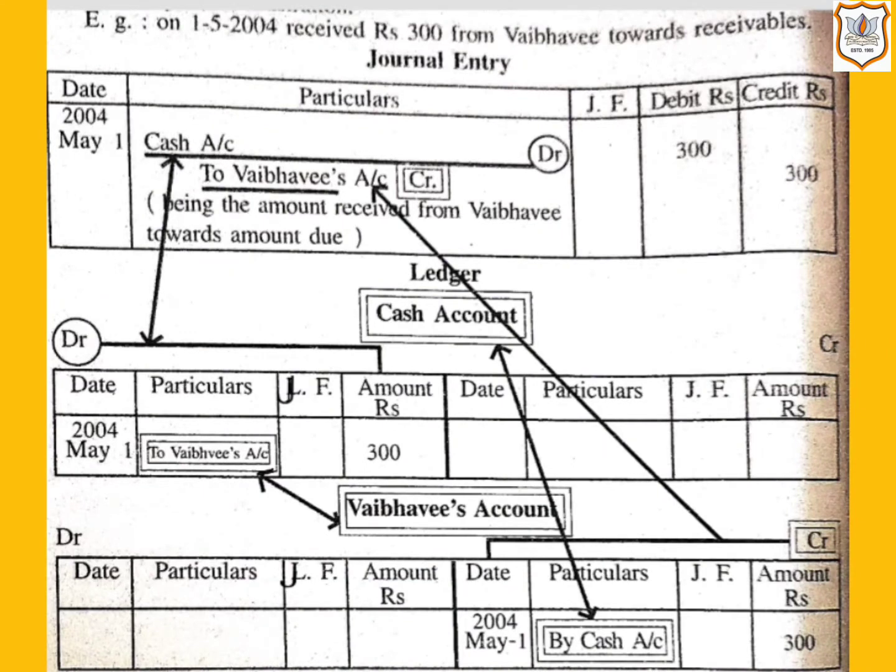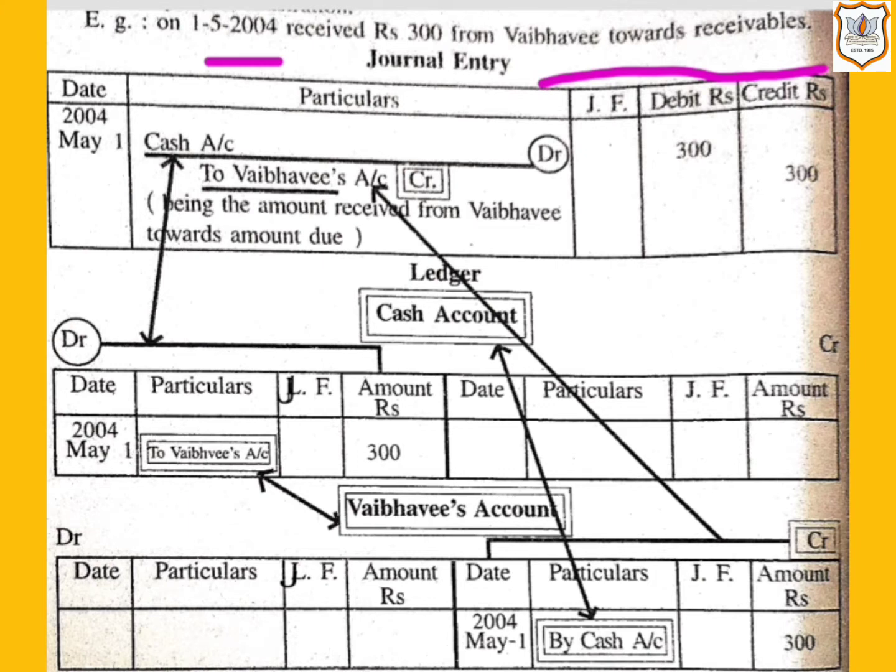Today we are going to learn the process of posting in affected accounts from journal entries. Yesterday, we discussed the meaning of ledger posting and we also saw the format of an account. So let's take one example. Here is a transaction on 1st May 2004, received rupees 300 from Vaibhavi towards receivables.